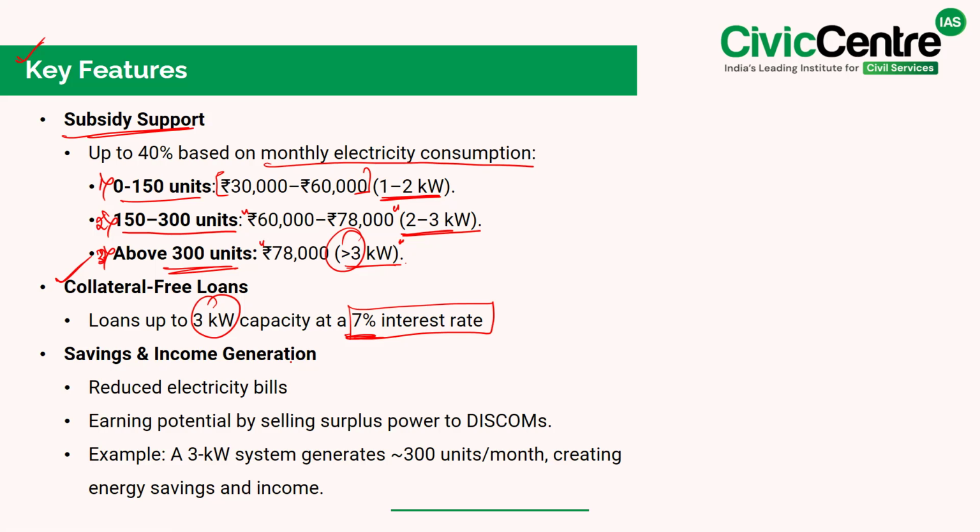And in addition to savings on electricity bills, the scheme also promotes income generation by allowing households to sell the surplus solar power back to the discoms, that is the power distribution companies.